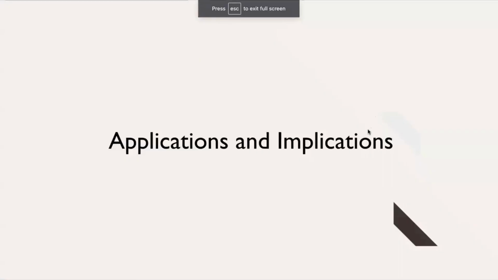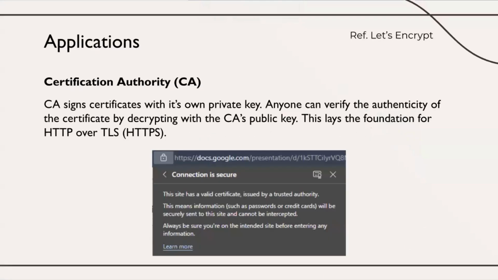Moving on from the proof of correctness, we will now be talking about the applications and implications of RSA. So there are some notable applications. Firstly, we have the certification authority known as CA. There are some examples of trusted CAs, which include Comodo and GeoTrust.